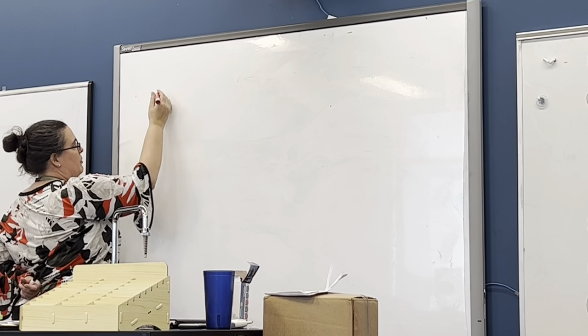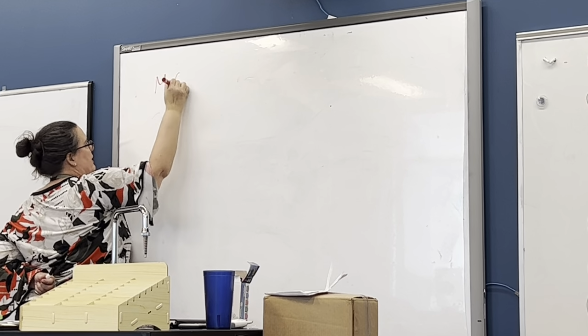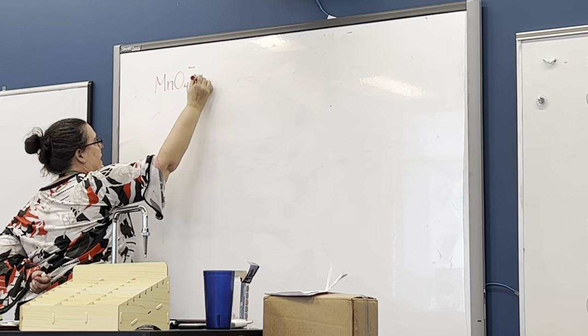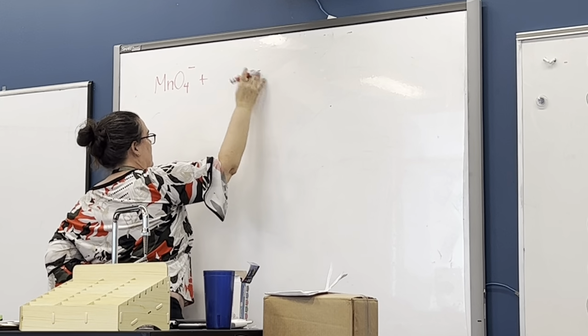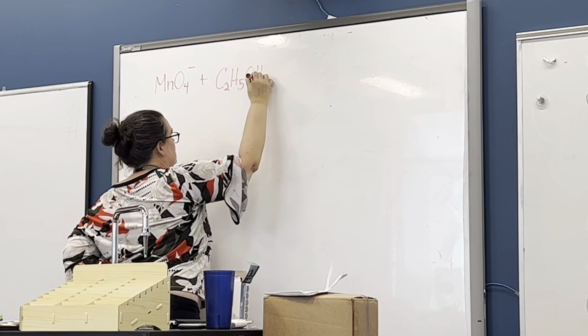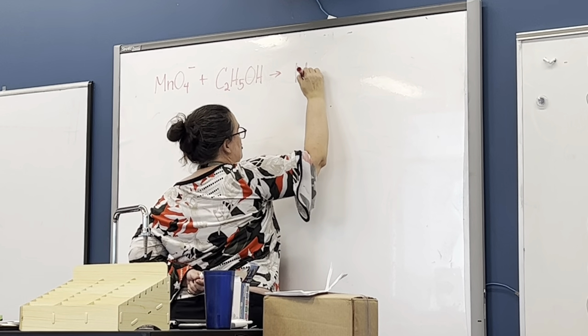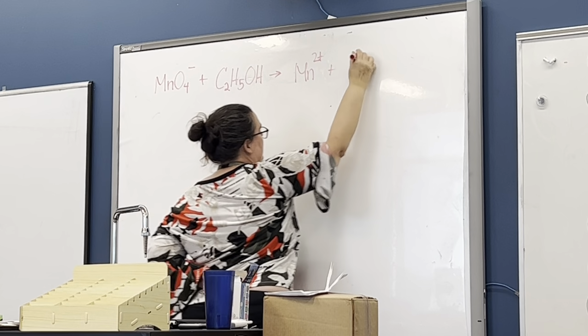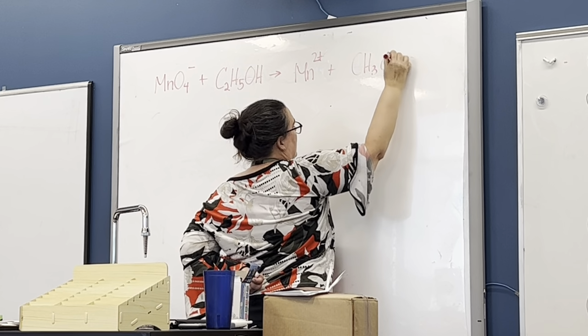So you might recall that what she did was she took permanganate and she added it to ethanol, and she made manganese 2 and ethanoic acid.